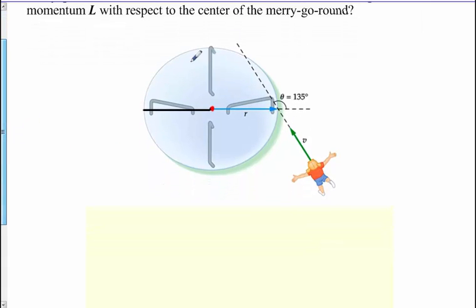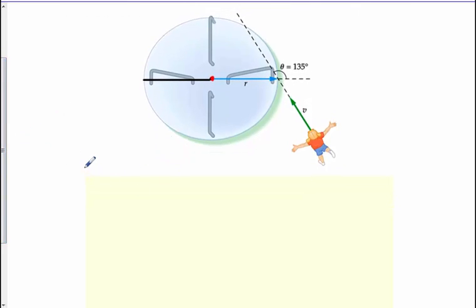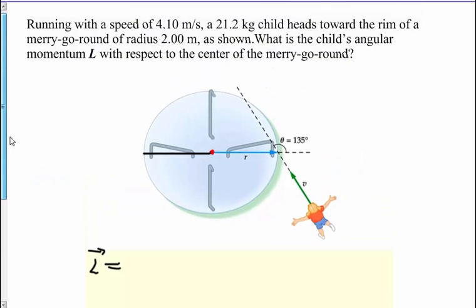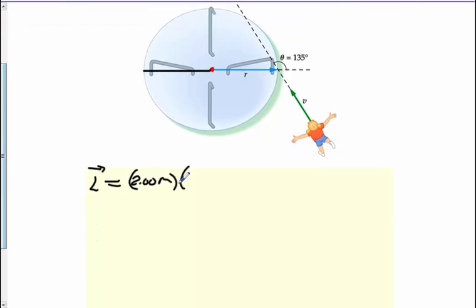Okay, what you cannot do, and again, this is incorrect. In this particular problem, I cannot just say the angular momentum is equal to the radius, which would be 2 meters, times the mass of the child, which in this case was 21.2 kilograms.